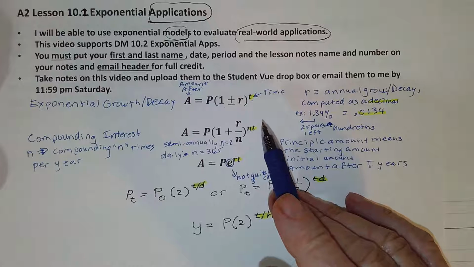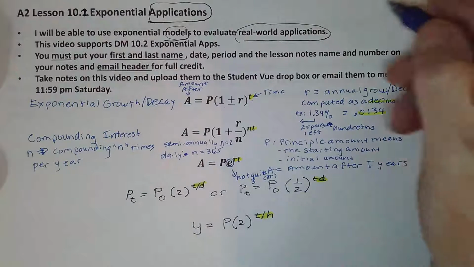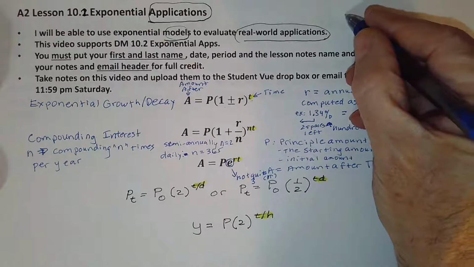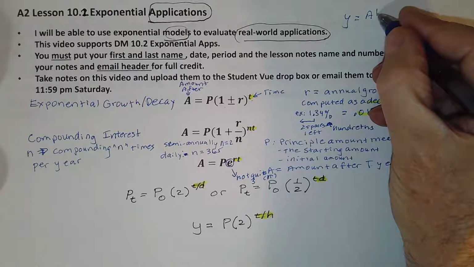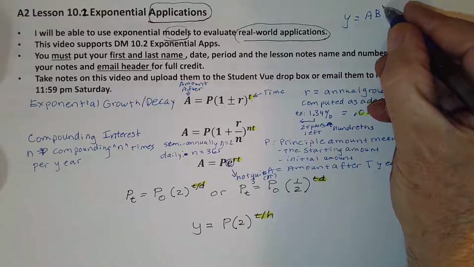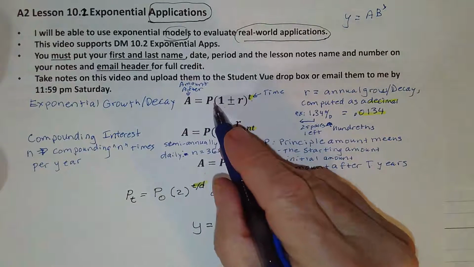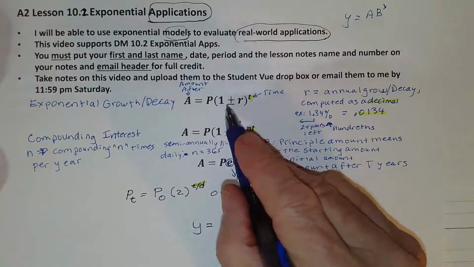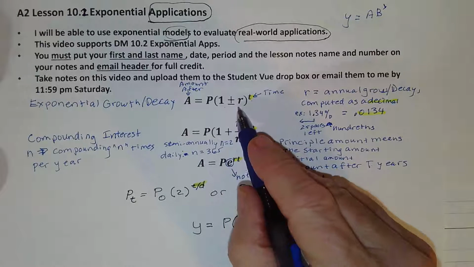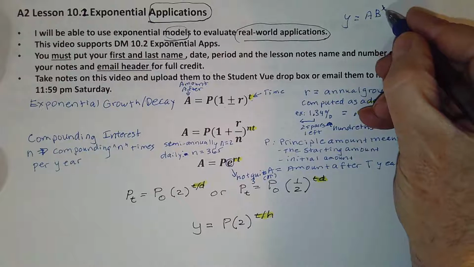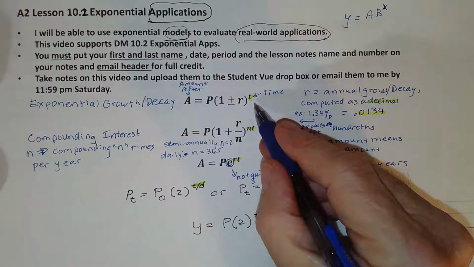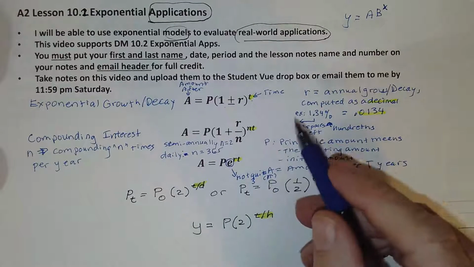And if you remember, an exponential function is in the form of y equals a times b to the x. So the initial amount is your a. Your b, which includes the growth factor, is over here in the parentheses, and then the x is the exponent up here. Okay.